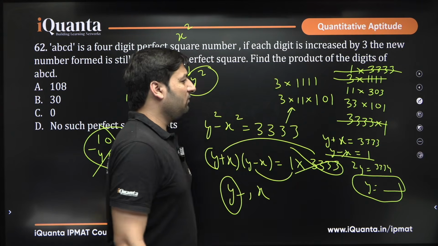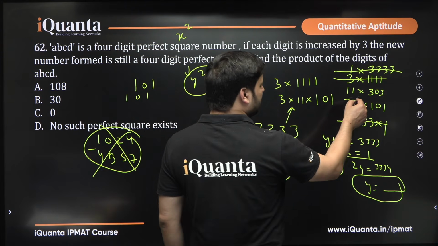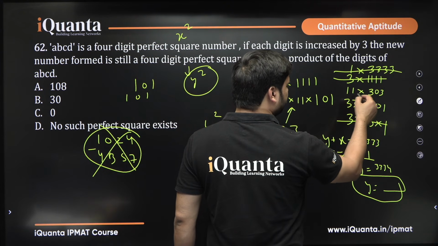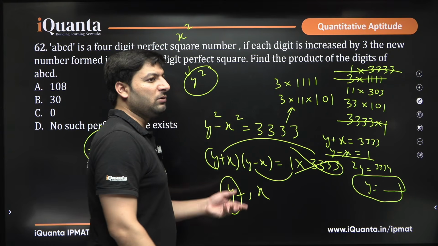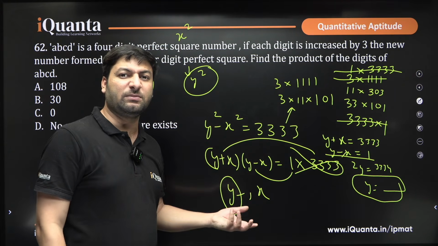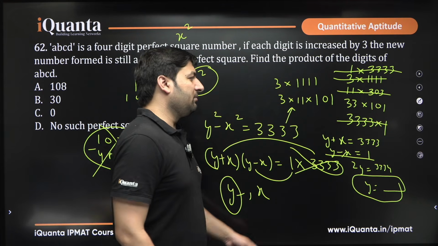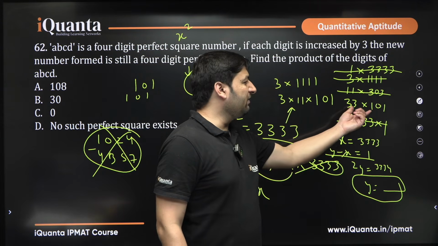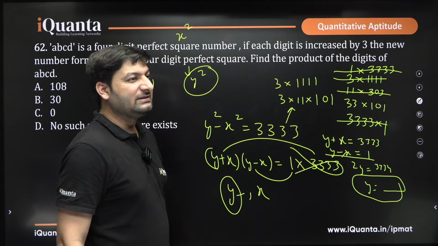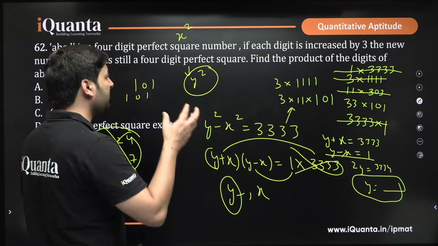Okay. What about 11 into 303? You will get 2y equals 314, y will be equal to 157. 157 squared becomes a number greater than 4 digits. This will also be cancelled. But if you do this, 33 into 101, what do you get? 2y will be equal to 134, y will be 67. If you square 67, that becomes a number of exactly 4 digits.